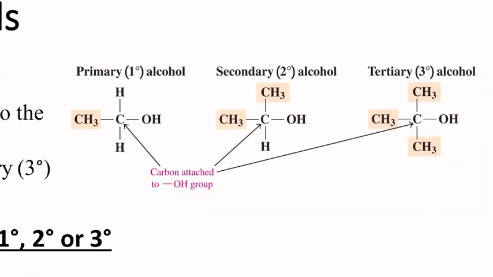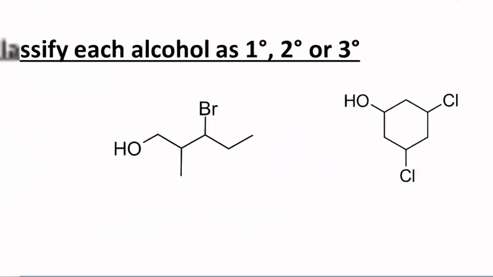So in our primary alcohol, you can see that the carbon that is holding the OH is attached to one carbon chain. In a secondary alcohol, my carbon that is holding the OH is attached to two carbon chains. And lastly, if the carbon that is holding the OH is attached to 1, 2, 3 carbon chains, that is known as a tertiary alcohol, okay? So let's go through these examples.